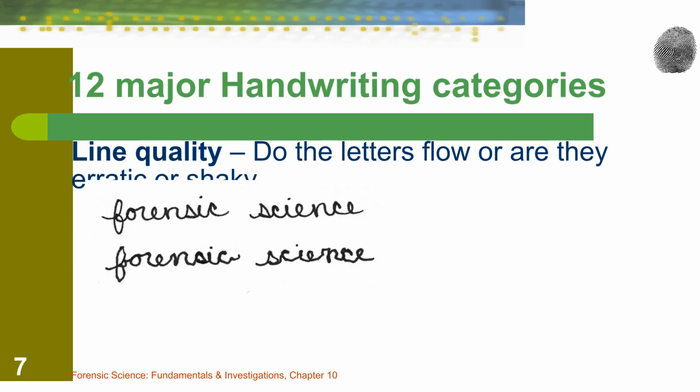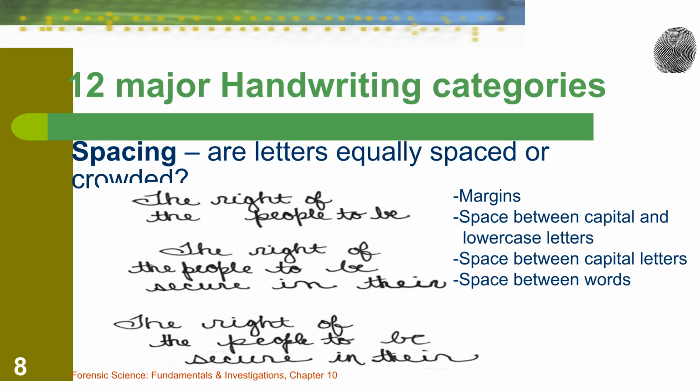One of the 12 major categories is line quality. This examines if the letters flow smoothly or if they appear erratic or shaky, which could indicate hesitation or an attempt to disguise natural writing. Spacing is another major category, which questions if letters are equally spaced or crowded. It also includes margins, spacing between capitals and lowercase letters, and spacing between words.